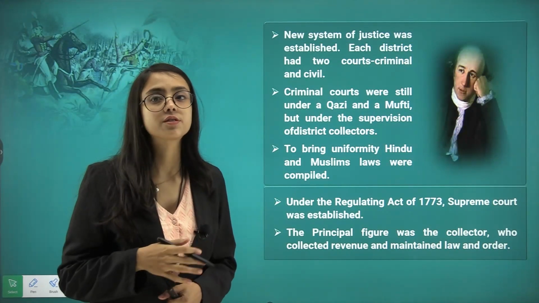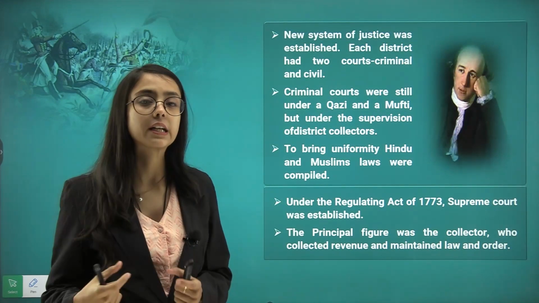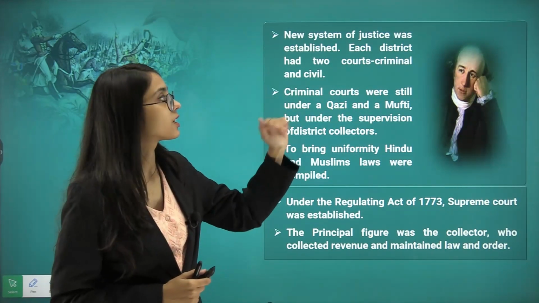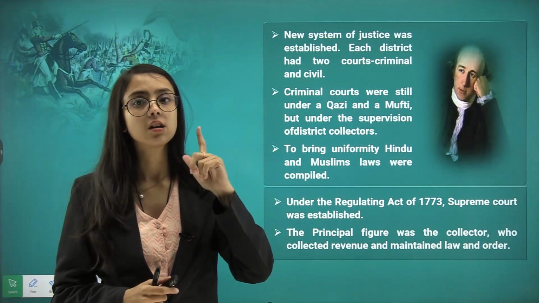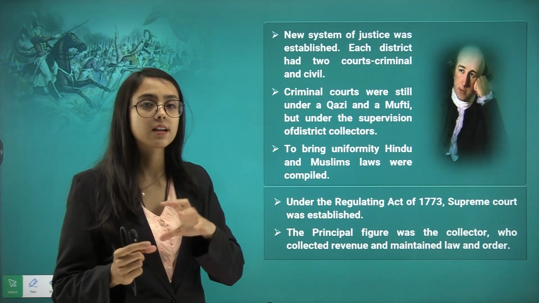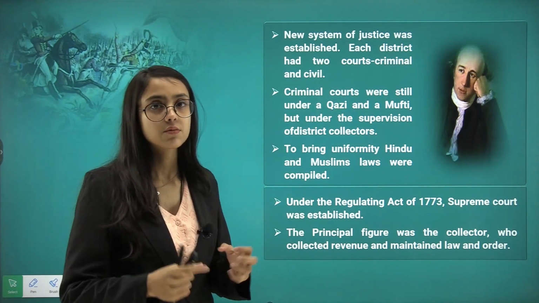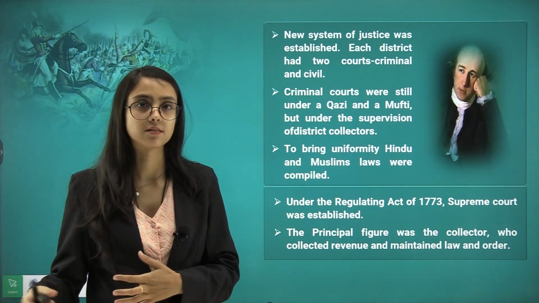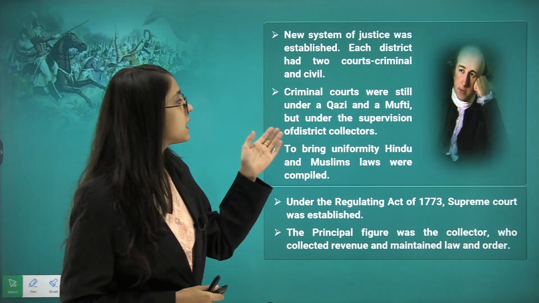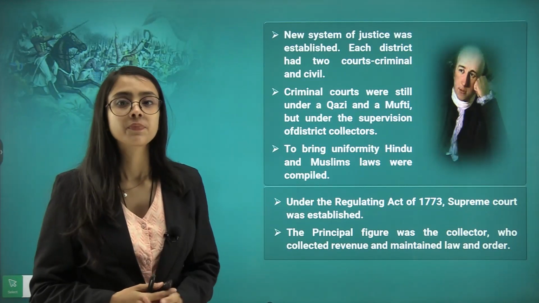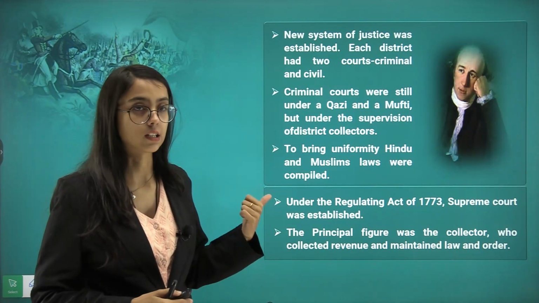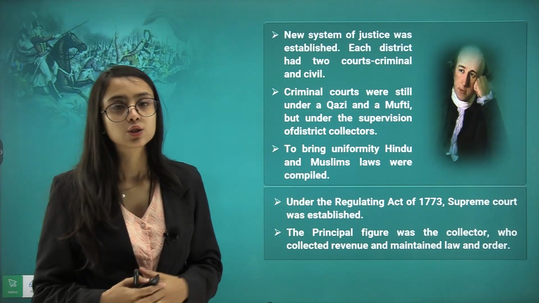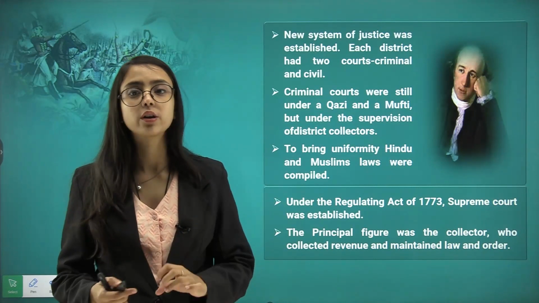Now, the new system of justice was also established. There was a need to maintain law and order and a new system of justice was established. Each district had two courts, a criminal court and a civil court. So, the criminal court was against the people who committed crimes and the civil court was to give justice in civil matters. So, criminal courts were still under a Qazi and a Mufti, but under the supervision of district collectors. To bring uniformity, Hindu and Muslim laws were compiled so that there is uniformity to maintain law and order.